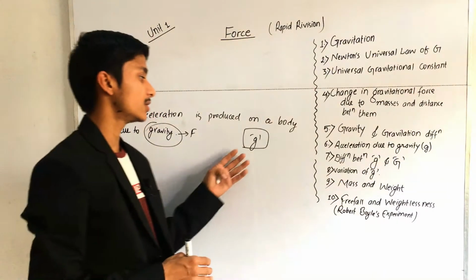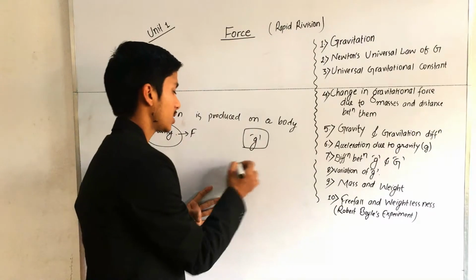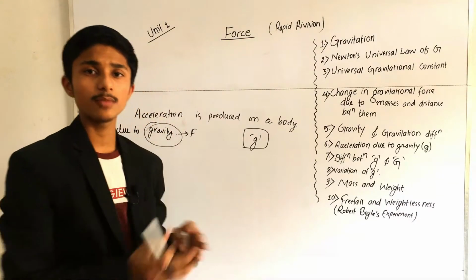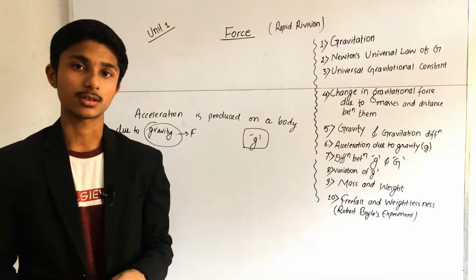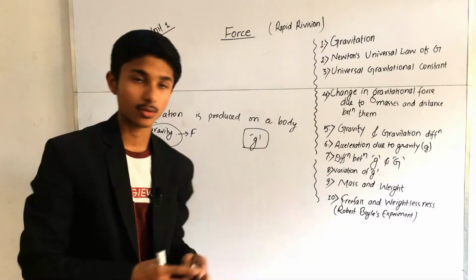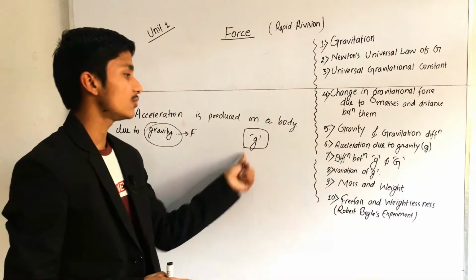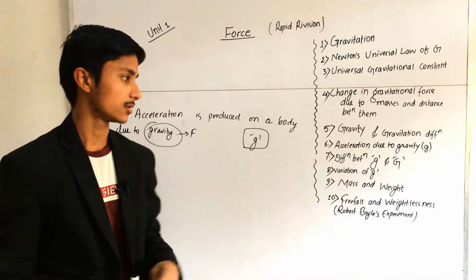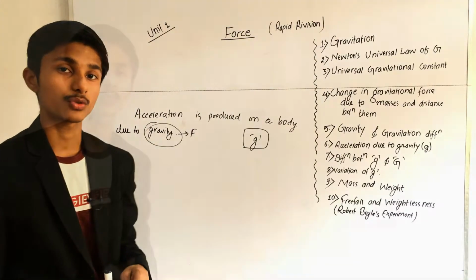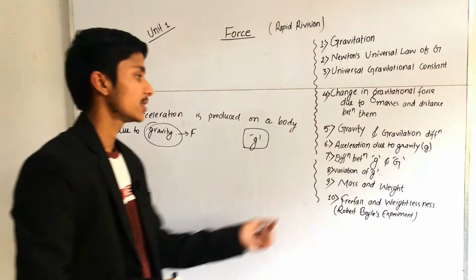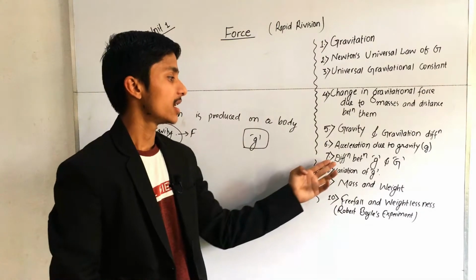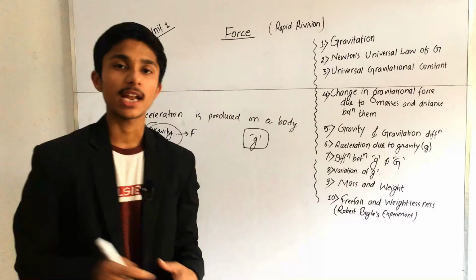How can we determine this is a vector quantity? An object only falls towards the center. Therefore, this is a vector quantity. And its value changes from place to place. Now we discuss our next topic, that is the difference between small g and capital G.